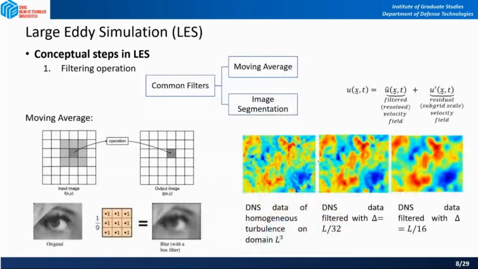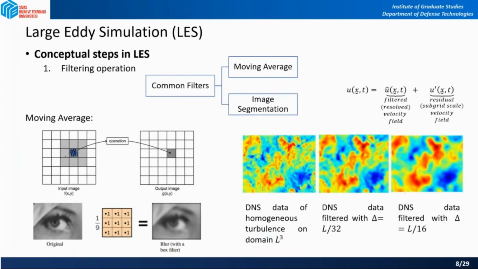We have two commonly implemented filters. One of them is moving average, and the other is image segmentation. What is the moving average? Moving average actually replaces each pixel with the average pixel value of that pixel and the neighborhood window of that pixel. So you see it in here. For example, you want to do the moving average operation on this pixel in this image.